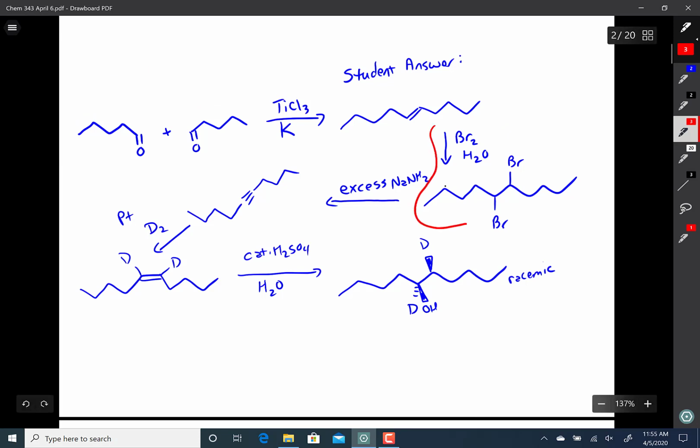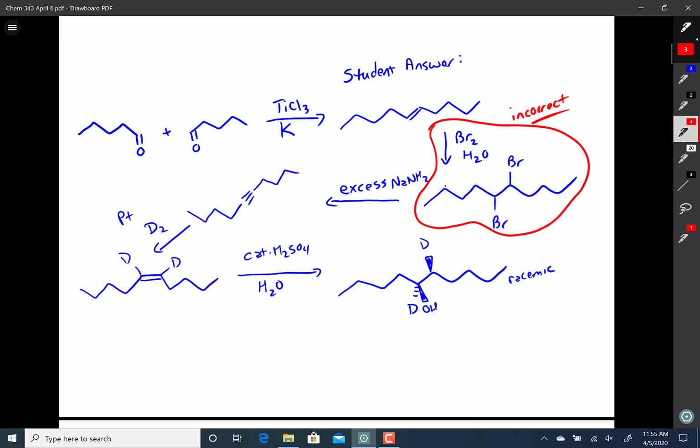This part here is incorrect due to the solvent being water. And we'll get to this later on because that will be the topic of today's lecture. And because this is incorrect, this wouldn't give you this product. If this was a starting material plus this, that would give you the alkyne. That's fine. It's just that this isn't the right starting material to do this reaction.